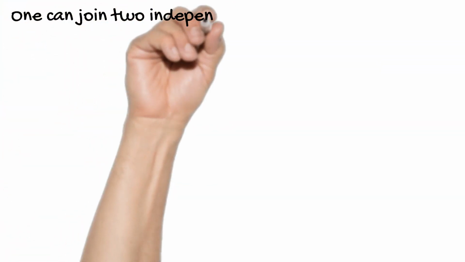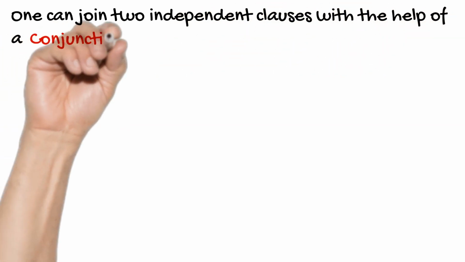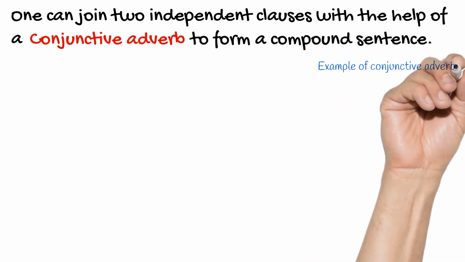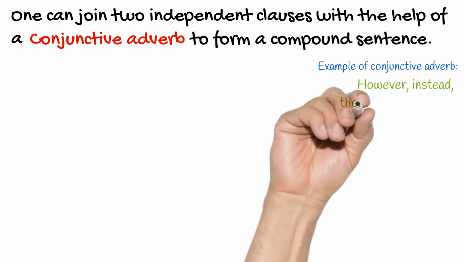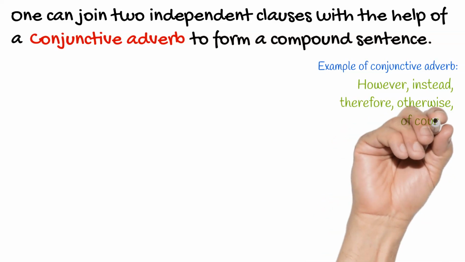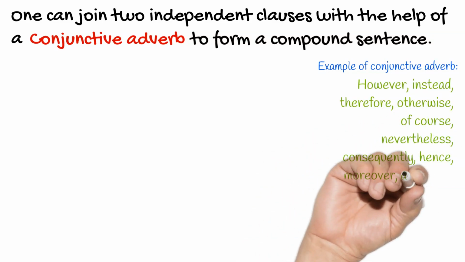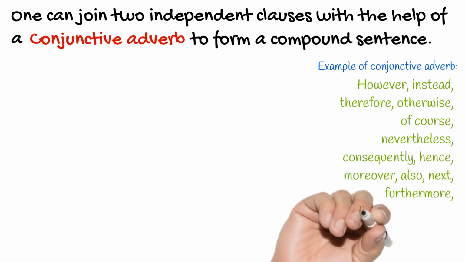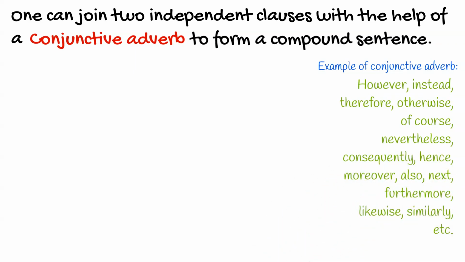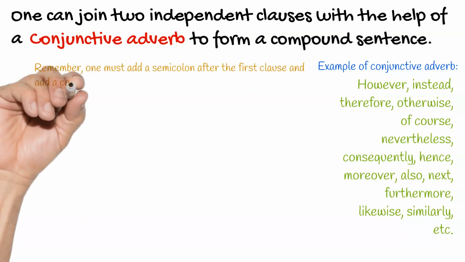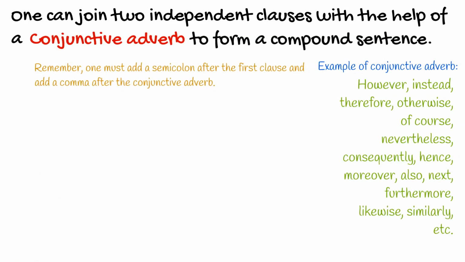One can join 2 independent clauses with the help of a conjunctive adverb to form a compound sentence. Examples: however, instead, therefore, otherwise, of course, nevertheless, consequently, hence, moreover, also, next, furthermore, likewise, similarly, etc. Remember, one must add a semicolon after the first clause and add a comma after the conjunctive adverb.